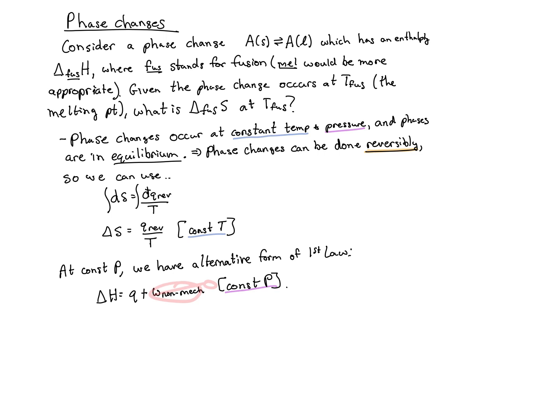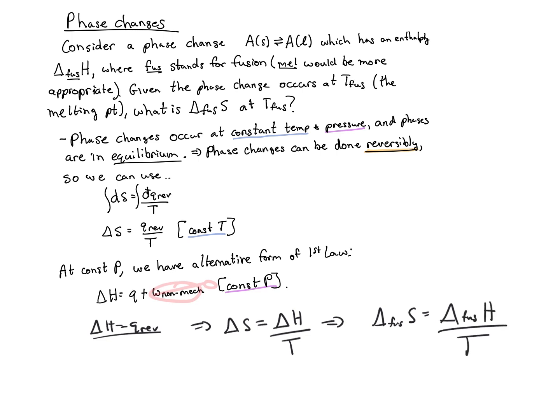Under these conditions, we have delta H is equal to Q, which is a reversible process. So we can say delta H is Q rev, and therefore, since Q rev is delta H under these conditions, delta S is going to be delta H over T. Now since we have a reaction here where this delta H is delta fusion H, we just add those subscripts on. So delta fusion S is equal to delta fusion H over T.